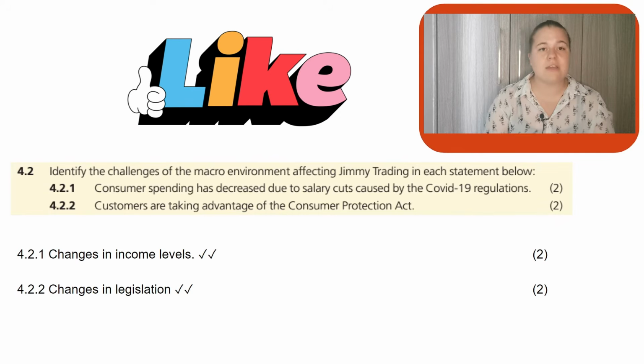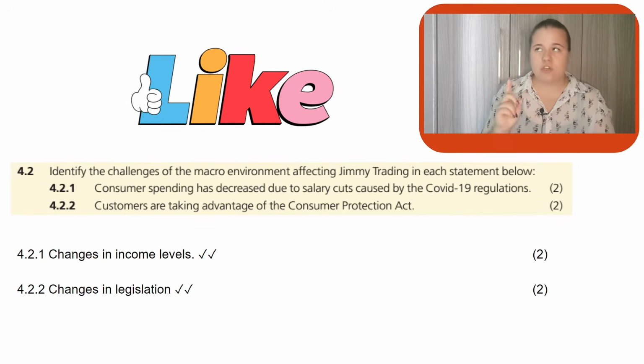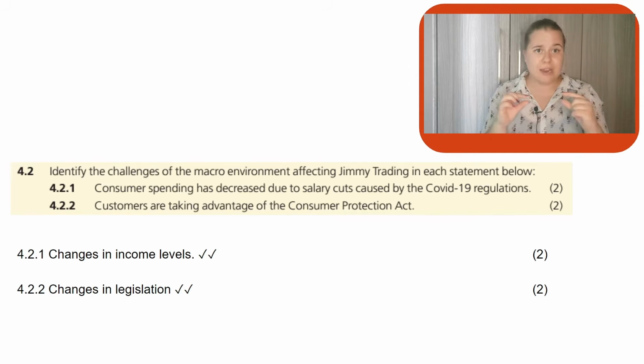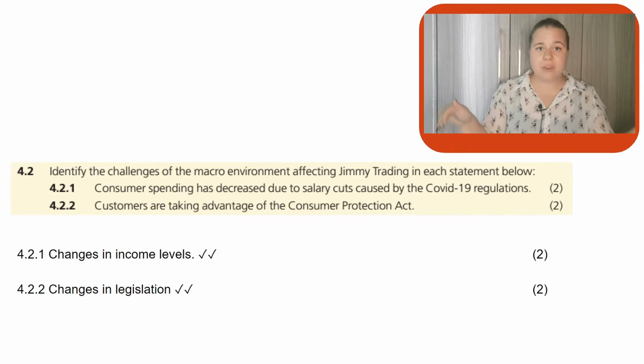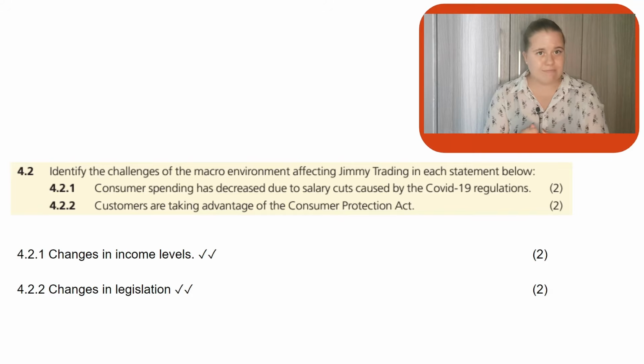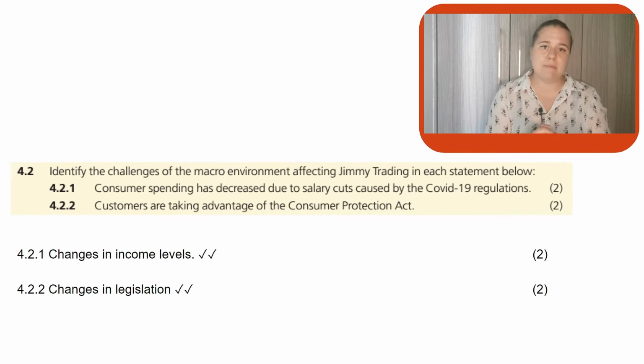Now remember we mentioned the macro environment. So already when you read that question, you can highlight macro environment. We know we're looking external, things we cannot control. So changes in income levels, we can't control that. We can't control the fact that during COVID-19, people were receiving half their salary, 30% of their salary. Are you with me? Then challenges in legislation. We can't control the fact if there are new laws being put in place, if laws are being adapted and changed. We just have to know them and be able to abide by them and follow through.